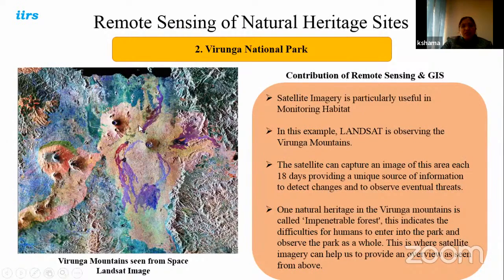Similarly, this is one example, the Virunga National Park. You can see this area is almost inaccessible. It is a volcanic active area, and volcanic activity is very much there. So you cannot go there. It's very difficult to go there, but satellite images can be utilized for monitoring those areas also.